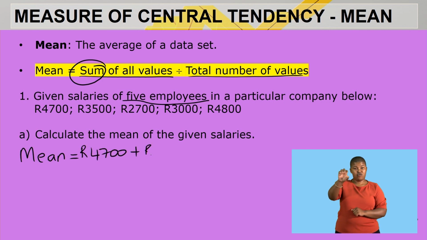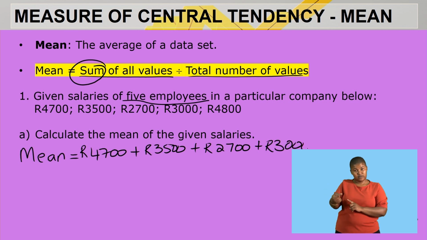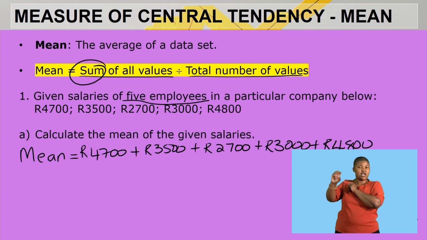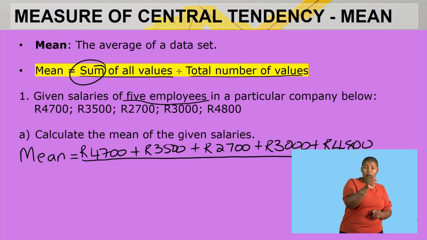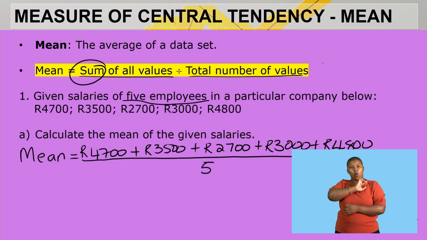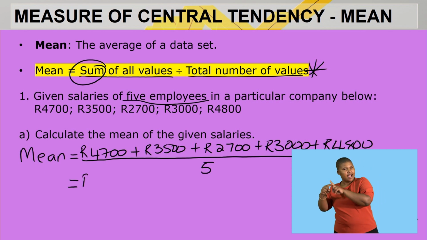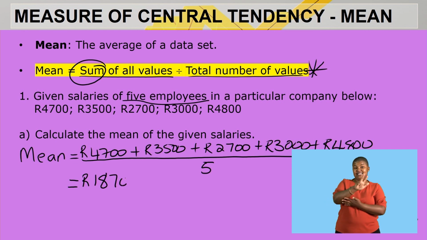So we have 4,700 plus 3,500 plus 2,700 plus 3,000, and the last employee earns 4,800, and all this should be divided by 5. We are following the procedure or the formula to calculate mean. Now, we are going to add all these salaries to have the sum, firstly. When you work that out, adding all these 5 salaries, we are getting a total amount of 18,700.